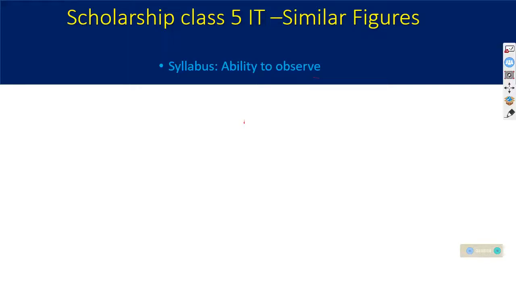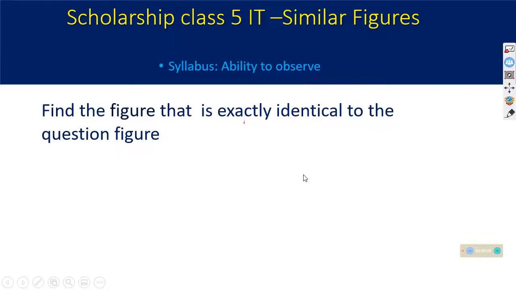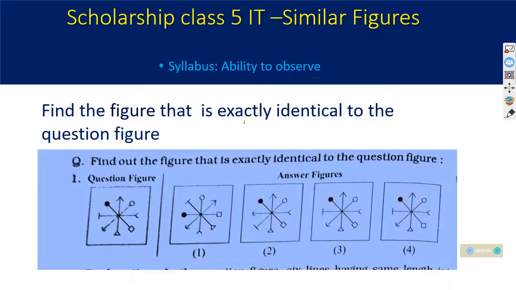Why? Because it is comparatively a simple and easy topic for you. So let me start the topic. The question will normally be: find the figure that is exactly identical to the question figure. So there won't be much literature in this question. The question will simply be put in the form of figures in front of you. You should understand that the question is to find the figure that is exactly identical to the question figure. So what is the question figure? The question figure will be a single figure. Then there will be another 4 figures which are similar to it in appearance, but only one is identical.